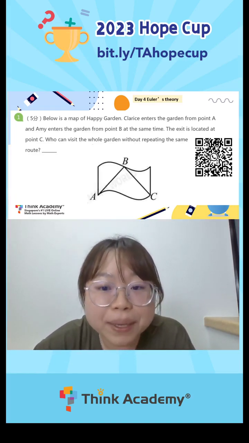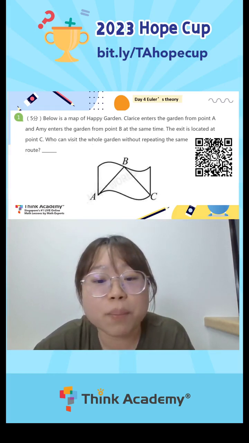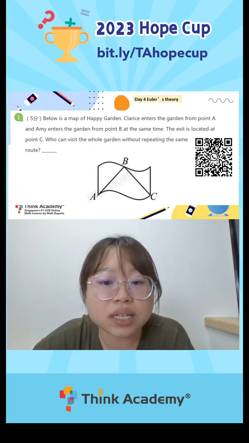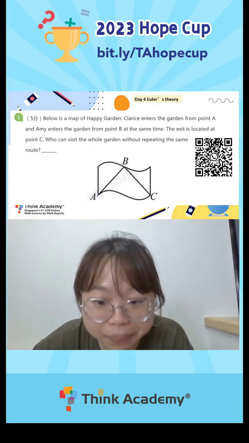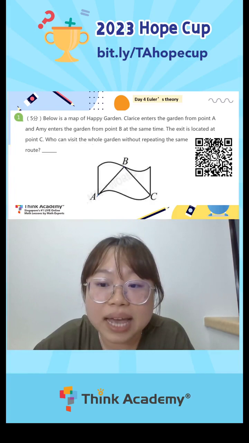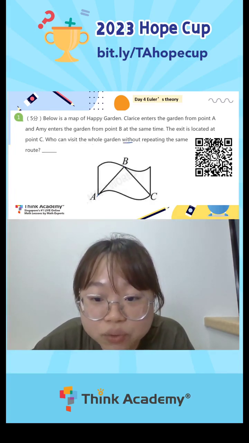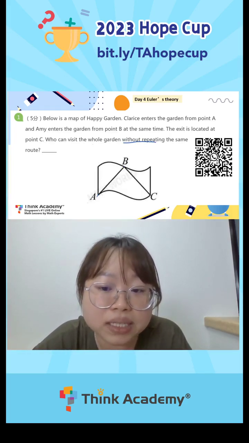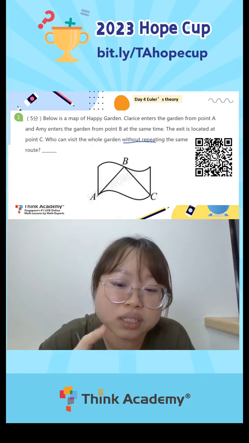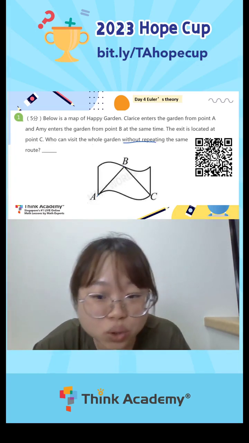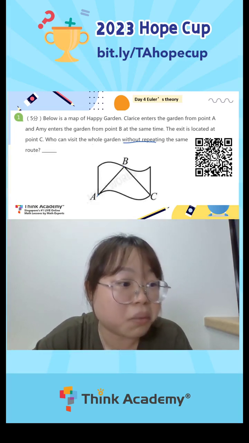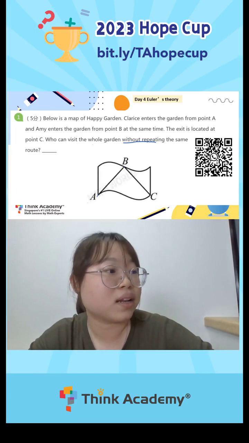Let's read the question together. Below is a map of Happy Garden. Clarice enters the garden from point A. So here, Clarice from point A. And then Amy enters the garden from point B at the same time. Amy enters from here. The exit is located at point C. Who can visit the whole garden without repeating the same road? Alright, Euler's theory. You cannot repeat the same road. This is like a one-stroke question. You can only draw the things in one stroke. Do you know what is the rule for that? Any idea what is the rule for that?